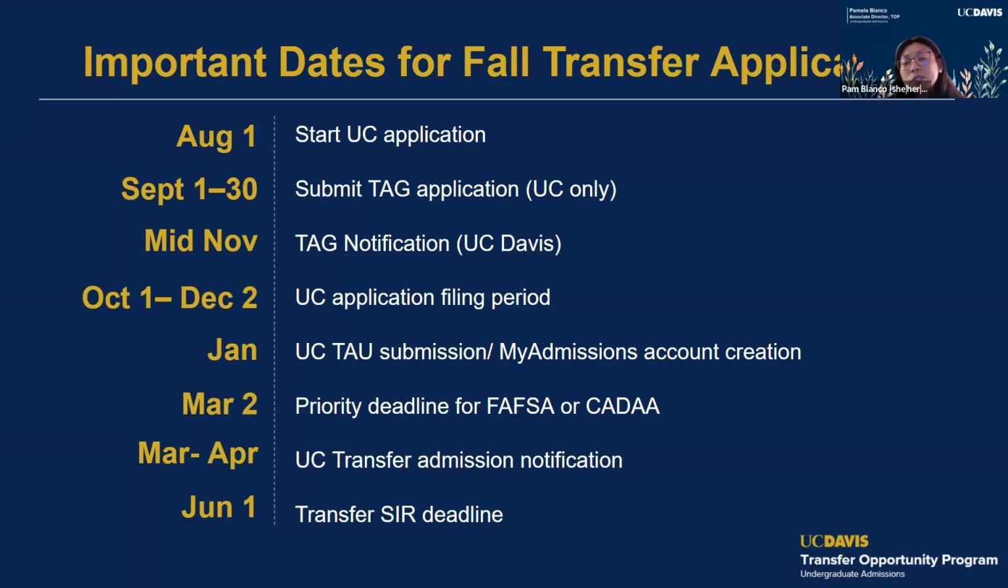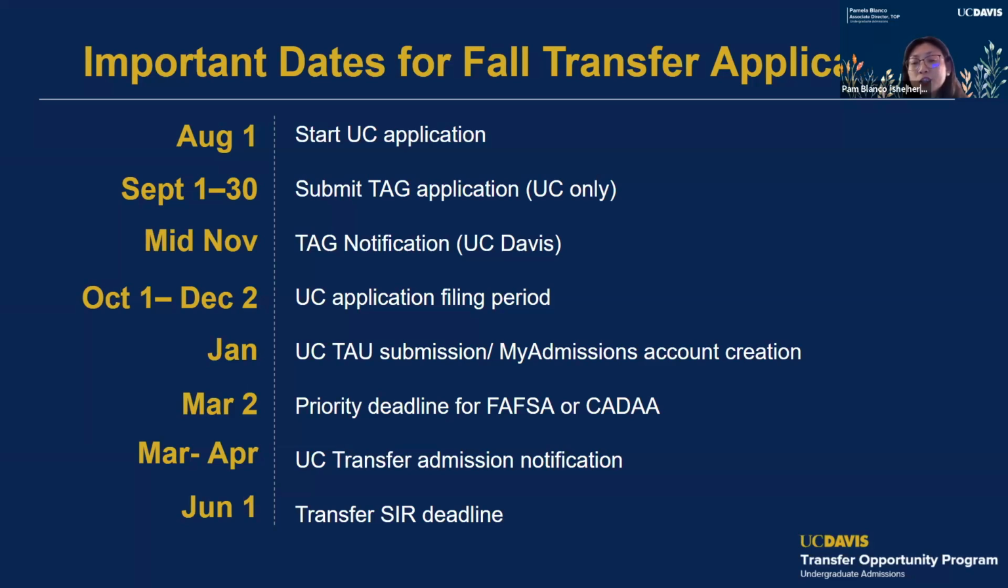So take a screenshot of this and put it on your calendar just to remind you if you're a future applicant, right? So the UC application always opens August 1st. You can start working on it, chip away at it a little bit at a time, starting August 1st. During the month of September is when you can submit your TAG application through your UC TAP. UC Davis is one of those campuses that notifies students in advance whether your TAG is approved or not, and that happens around mid-November.